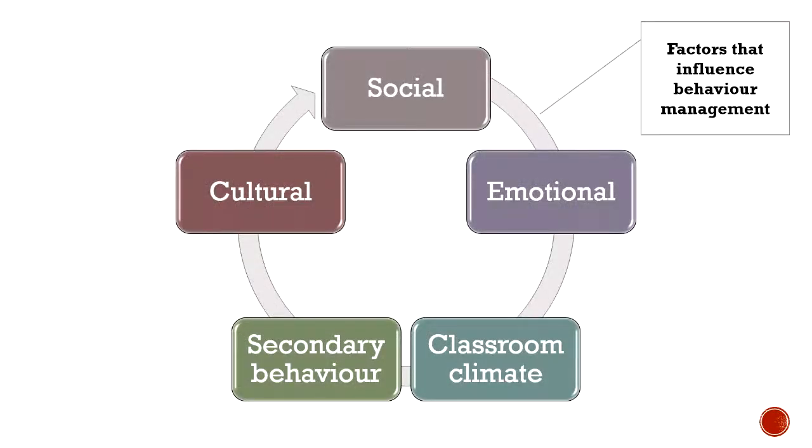The following flowchart illustrates all the factors that influence behaviour management, from the social and emotional factors to the classroom climate and the secondary behaviours to the cultural factors. This flowchart here illustrates all the multitude of factors that can cause students to do everything from not engaging in learning to causing disruption in the classroom. They all play a pivotal role. And just having an awareness of how all these can affect your classroom environment is also important to understand.